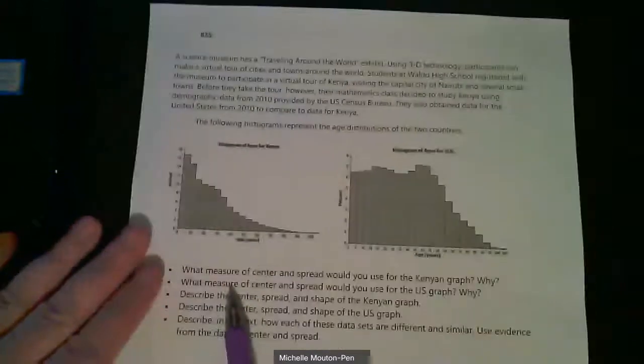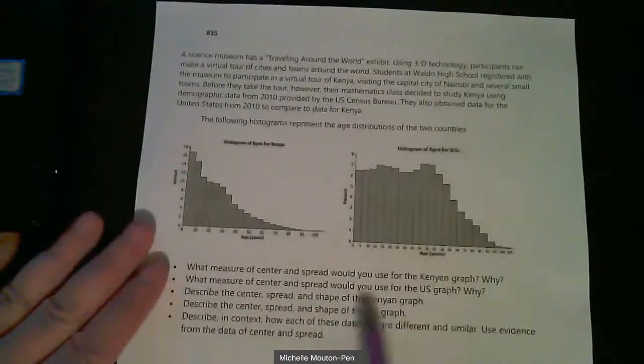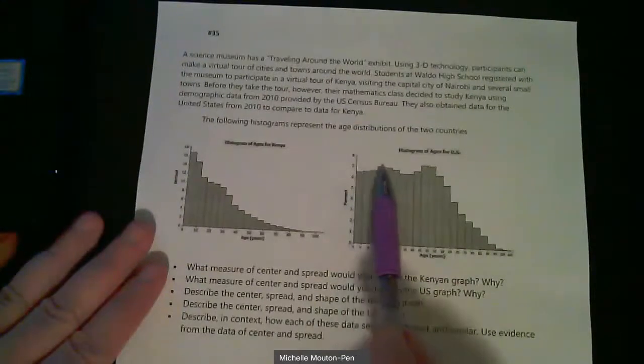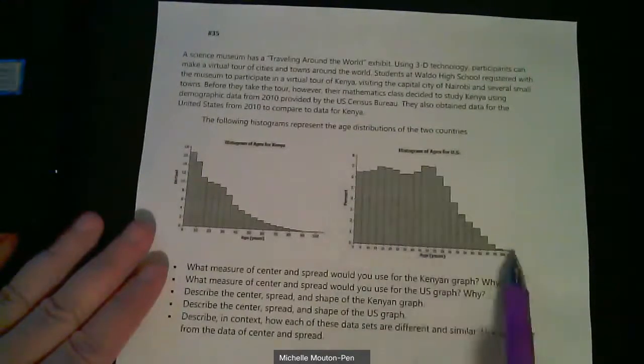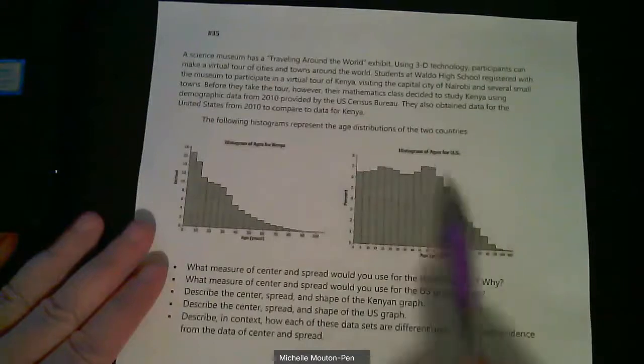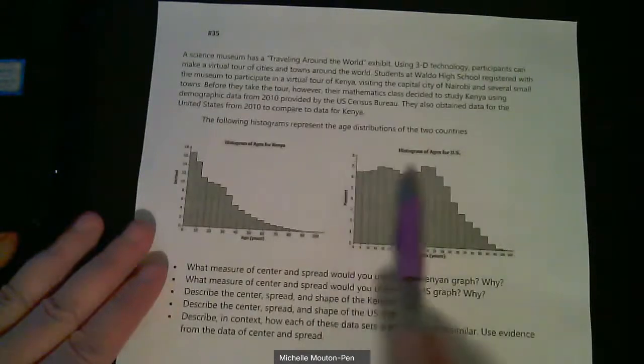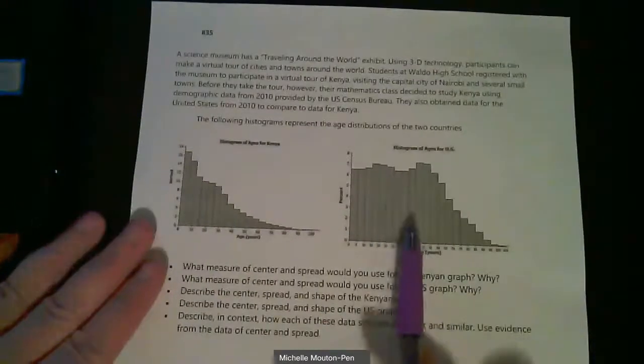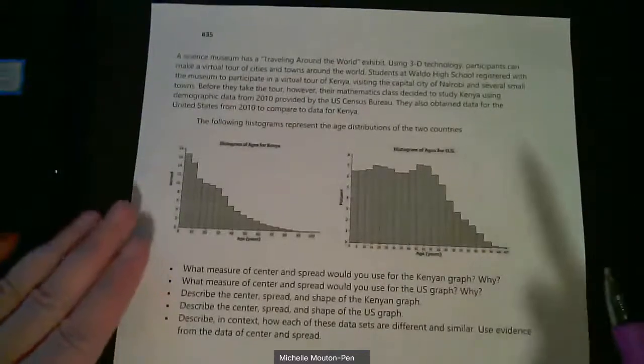So then for the second question, what measure of center would you use for the US graph? If you look here, it looks like we're here, and then all of a sudden we drop off a lot. Because of this drop off right here, we also would use the median. And because we're using the median, it would be the IQR.